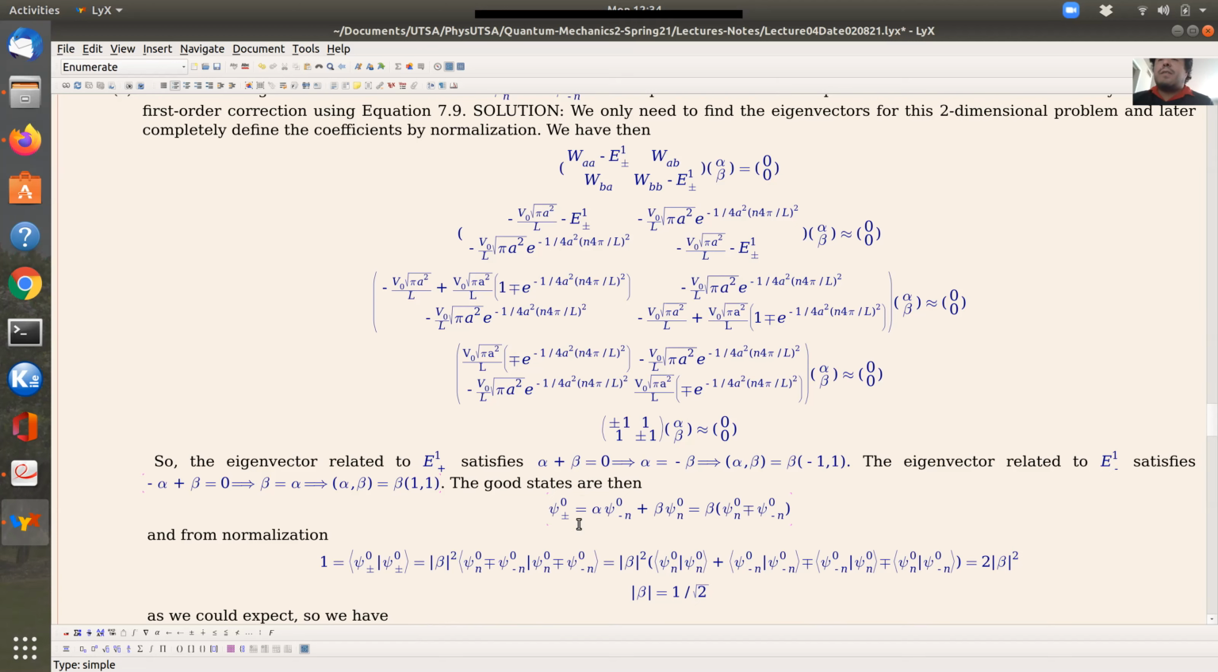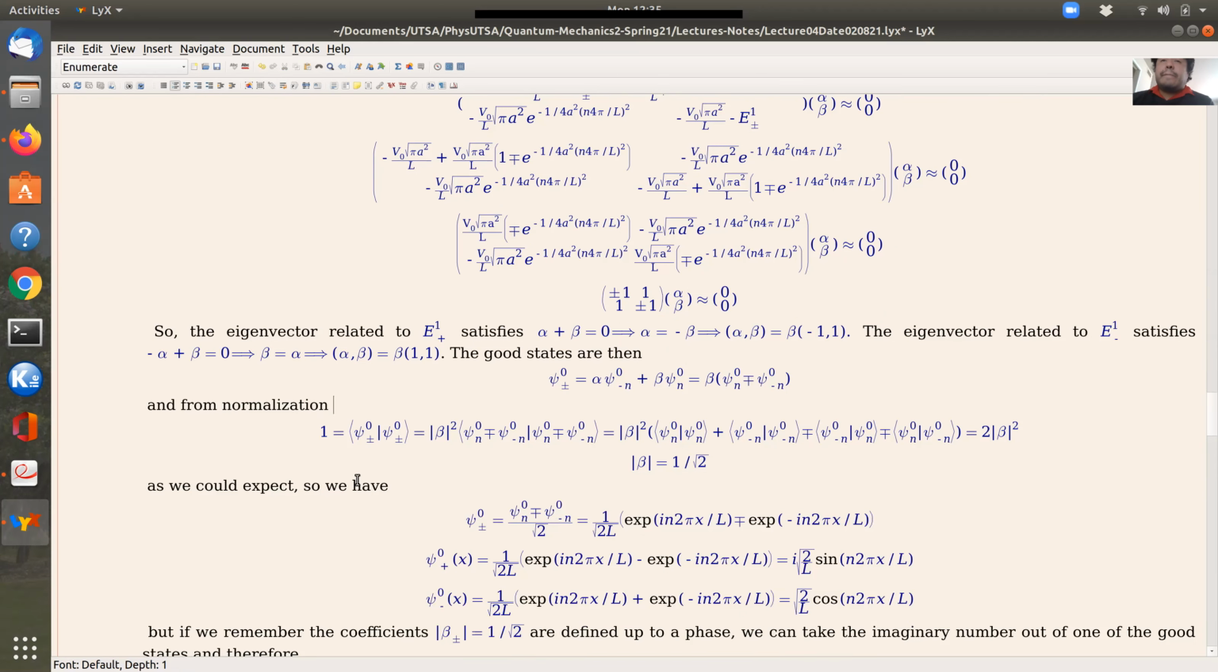So using this index notation of the plus minus, the good states, psi 0 plus minus, the plus corresponding to E1 plus, the minus corresponding to E1 minus, is basically, if you factorize with the beta, phi 0 n minus plus psi 0 minus n. Just think that basically alpha is the minus plus in these cases, right? Because for the plus case, it was minus with respect to beta. For the minus case, it was plus with respect to beta. So that's why we have this expression.